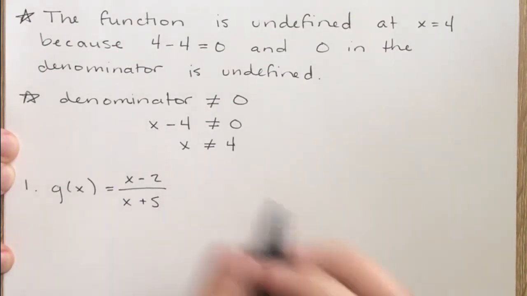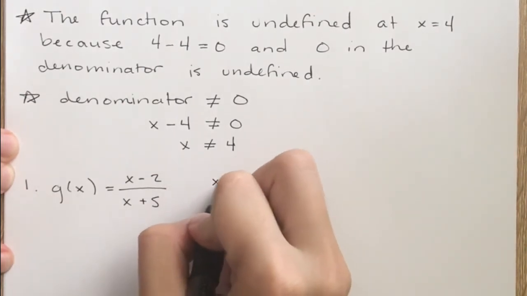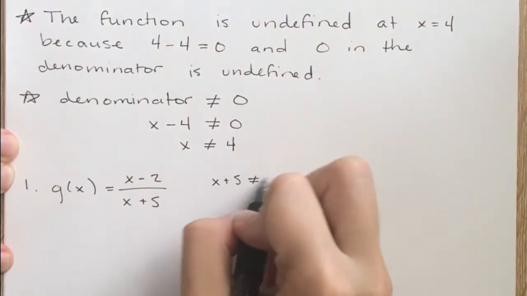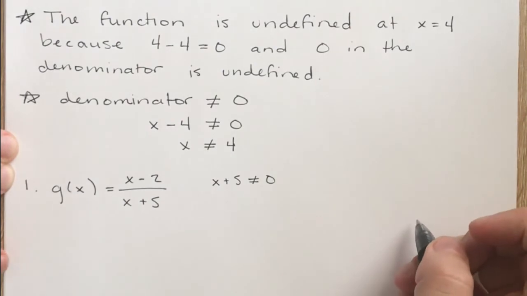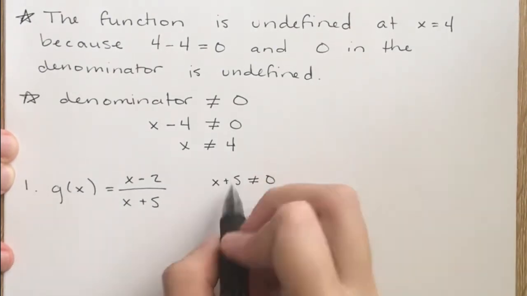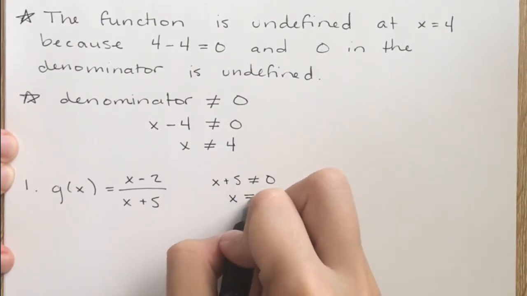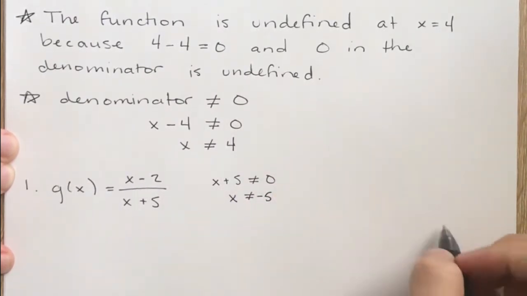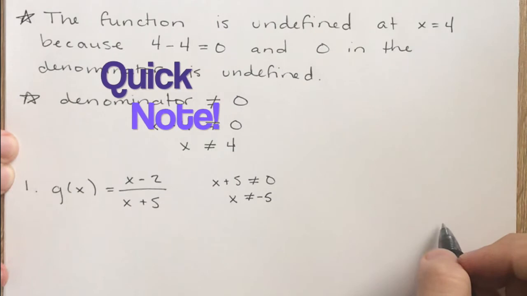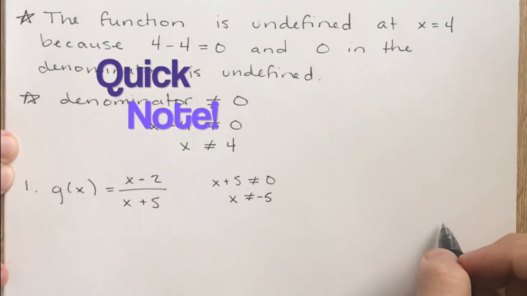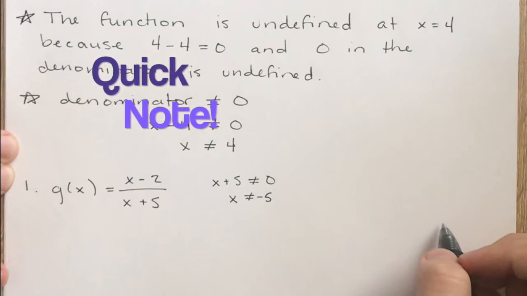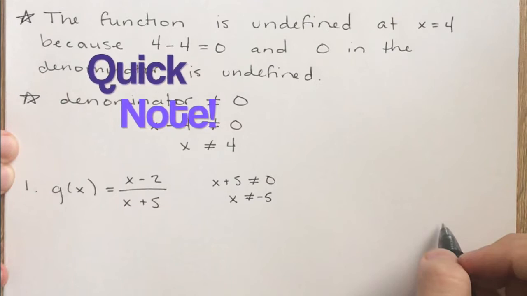So let's take our denominator, which is x plus 5, and say, I don't want this to be 0. Then we solve for x. Subtract 5 from both sides. We get x cannot be negative 5. Notice that our numerator doesn't affect our domain. As long as we have a simple polynomial or line or just regular old x's and constants on top, the numerator does not affect our domain at all.